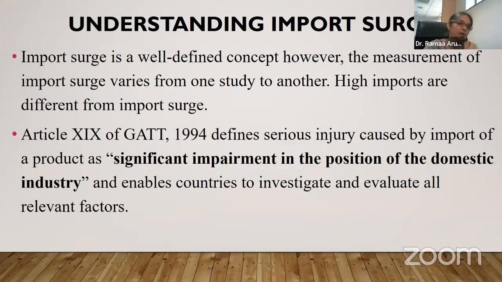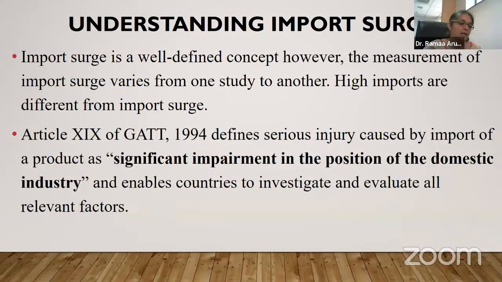Then the way this study goes about, starting with the concept of how import liberalization had affected. There is a concept of import surge, which is well defined, but the measurement of import surge varies from one study to another. I would like to justify why we use import surge, because one may argue that import liberalization has impacted positively on the GDP or on other macro measures. But the translation of it might not be uniform across industries, because it's a very heterogeneous pool of industries that we are talking about.